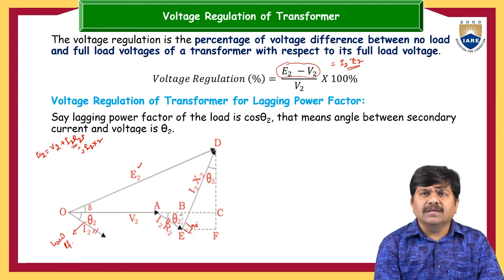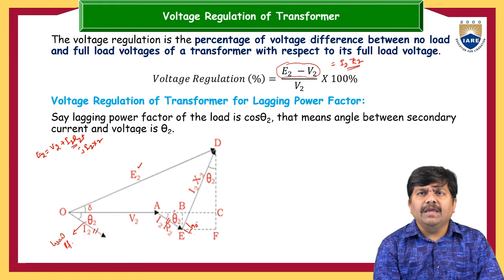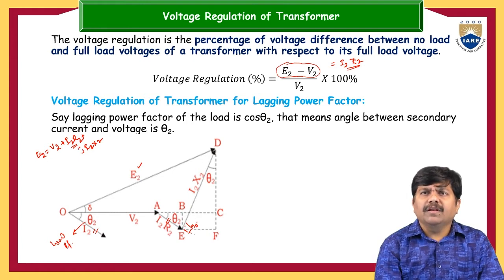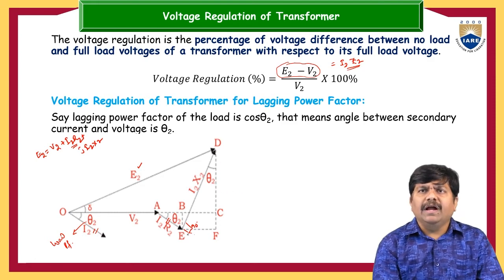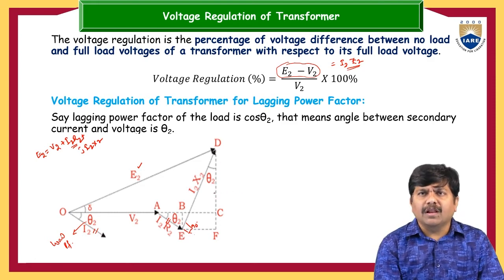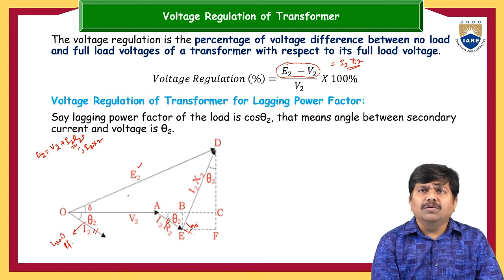These can be resolved into perpendicular and adjacent quantities like AB and BE for this I2R2, and the next one is for ED. This can be resolved into two perpendicular components, that is EF, and the next one is CF. So this vector, or else if you try here also, it will remain the same. So DF and EF will be the perpendicular components of I2X2, and AB and BE are the perpendicular components of I2R2. So this is the case.